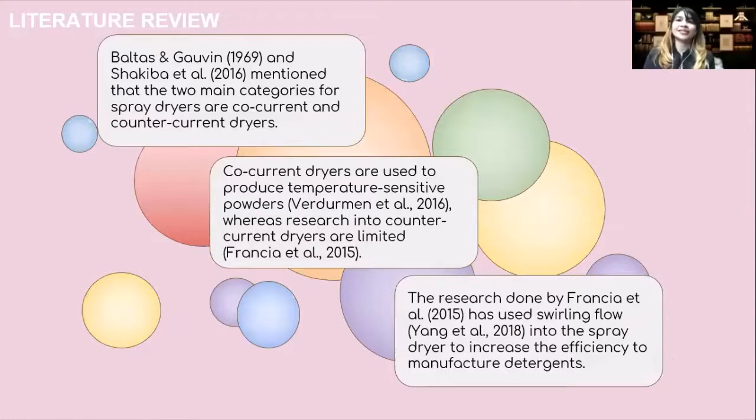In 1969 and 2016, Baltas and Govin and Shakiba et al. both mentioned that there are two main categories of the spray dryer. The first one is the co-current. It is typically used in temperature-sensitive processes, and the next one is countercurrent. In 2015, Francia et al. announced that countercurrent are limited. However, they have incorporated countercurrent spray dryers with swirling flow.